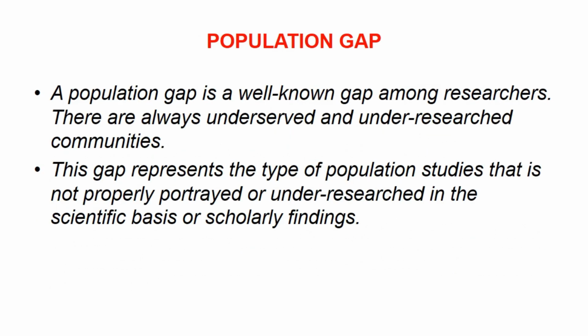And finally is the population gap. Population gap is a well-known gap among researchers. There are always underserved or under-researched communities. This gap represents the type of population study that is not properly portrayed or under-researched in the scientific basis of scholarly findings. Often we find authors state the limitation of the study, and one of the popular limitations is that they use a smaller sample. And then the suggestion for future study is to use a bigger population.